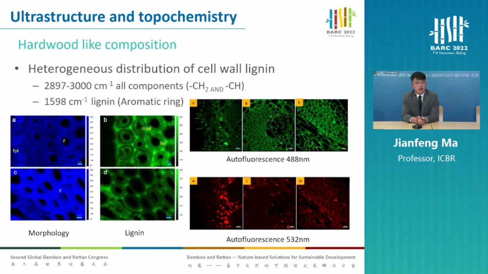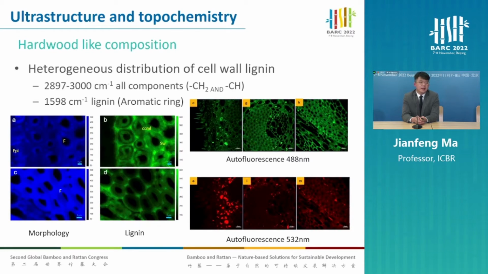By integrating over the characteristic Raman band from 2897 to 3000, we can visualize the overall morphology of the rattan cane. From figure A, we can observe the morphologically distinct cell wall layers, such as the cell corner, medulla, and secondary wall. Also, we can observe the layering structure of the rattan cane cell wall. By integrating over the lignin band at 1598, we can observe the distribution of the lignin within the cell wall of the rattan cane.